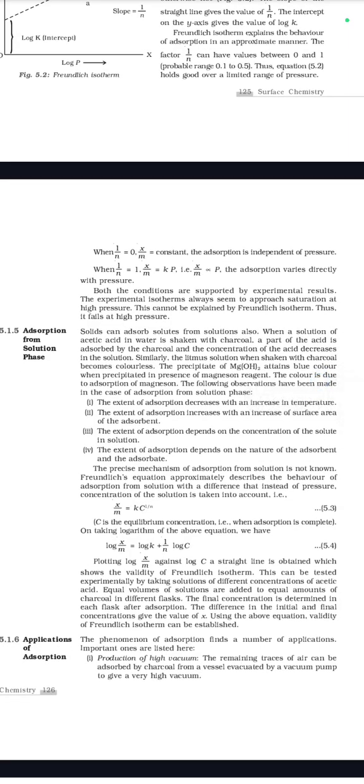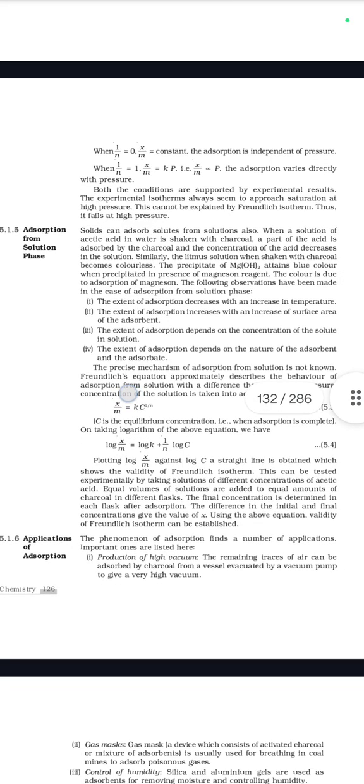When 1 by n equals 0, x by m is constant and the adsorption is independent of pressure. When 1 by n equals 1, x by m equals k p, that is x by m is directly proportional to p, the adsorption varies directly with pressure. Both the conditions are supported by experimental results. The experimental isotherm also seems to approach saturation at high pressure. This cannot be explained by Freundlich isotherm, thus it fails at high pressure.